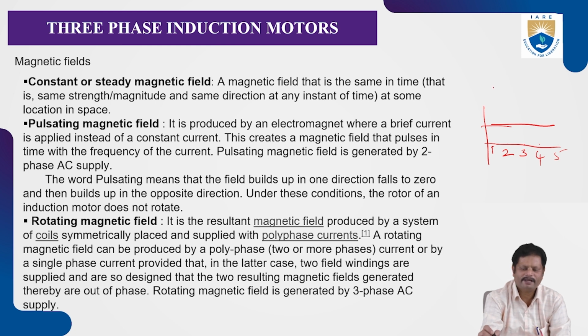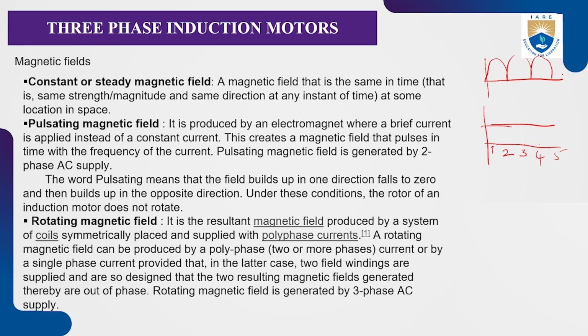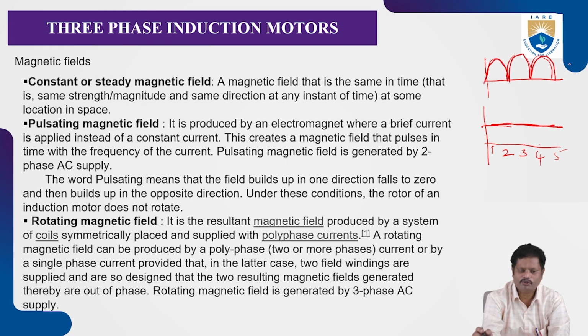And what is meant by a pulsating magnetic field? It is produced by an electromagnet where a brief current is applied instead of a constant current. This creates a magnetic field that pulses in time with the frequency of the current. A pulsating magnetic field is generated by a single-phase AC supply. Depending upon supply, induction machines are classified as single phase and polyphase.